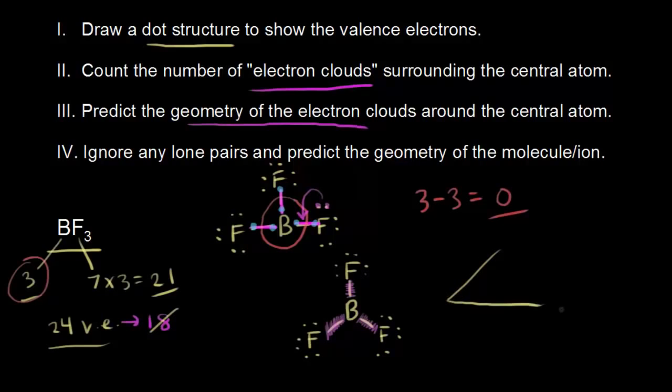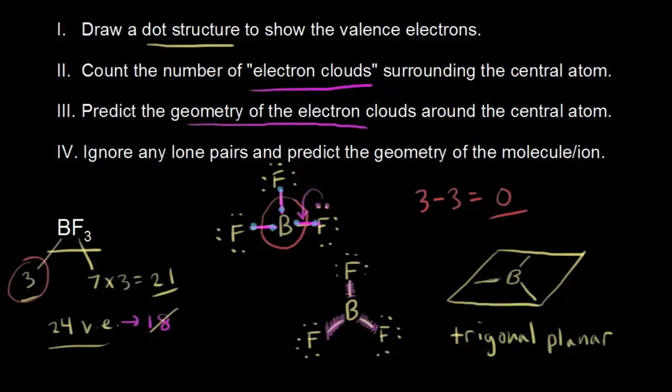So I'm going to draw a sheet of paper here, a plane, and we're going to put our boron atom in the center, and here's one of our electron clouds, and then here's another one, and here's our third one here. So they're going to get as far away from each other as they possibly can. We call this shape trigonal planar. So let me go ahead and write that here. This is a trigonal planar geometry of my electron clouds surrounding my central atom.